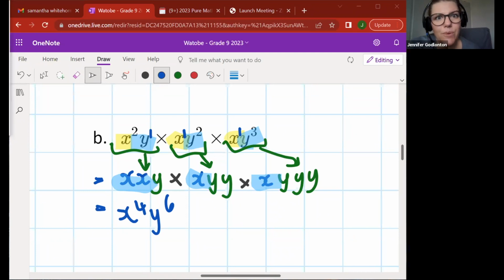Tulisile, how can I help? Ma'am, I want to understand how you got x to the power of 4 and y to the power of 6. So does what I have on the screen make that a little bit clearer of how you can see there are 4 x's now? Yes. Okay, good.